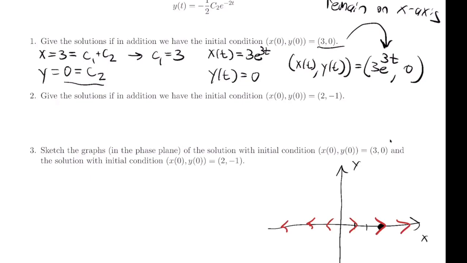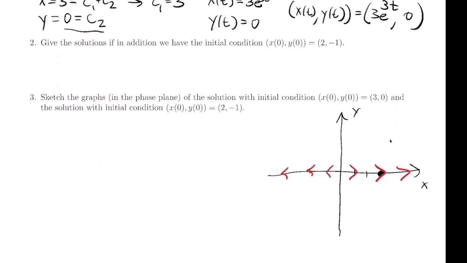And then we could do a similar sort of thing with this initial condition at 2, minus 1. So that would be 2, minus 1. So let's say that's starting at this point over here.